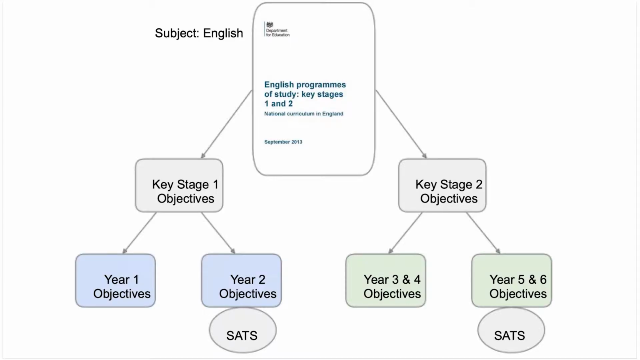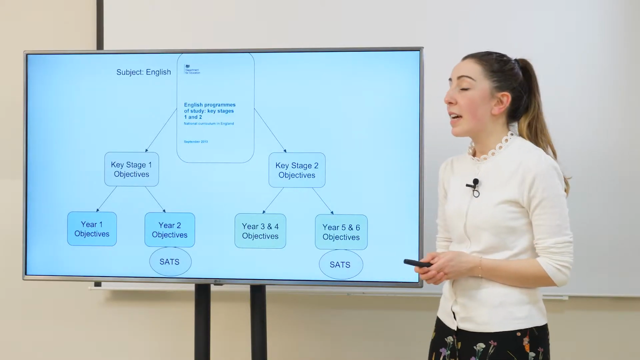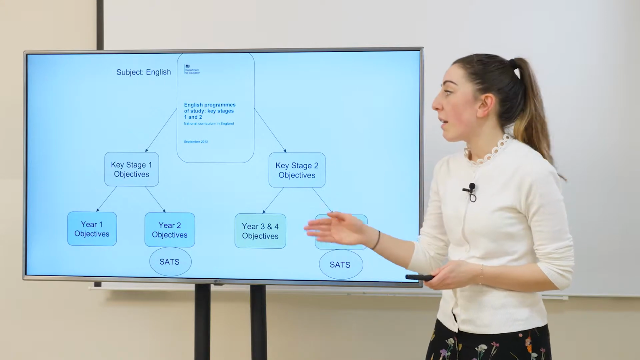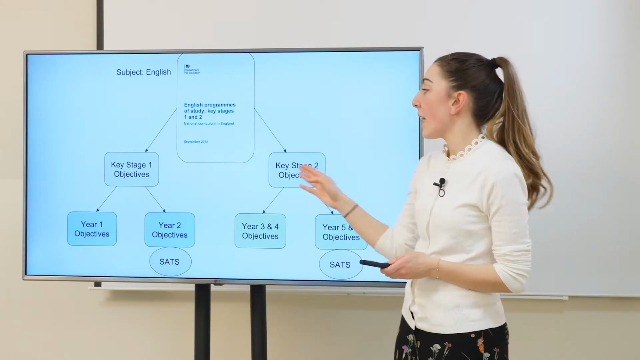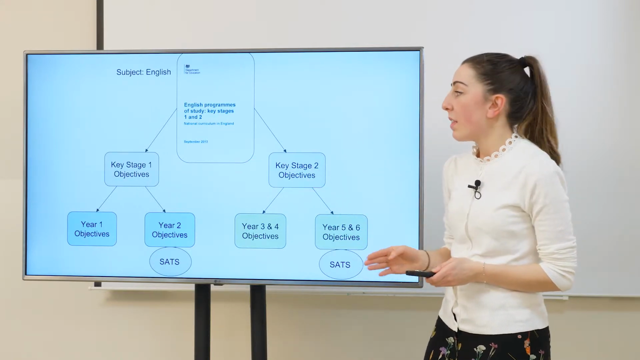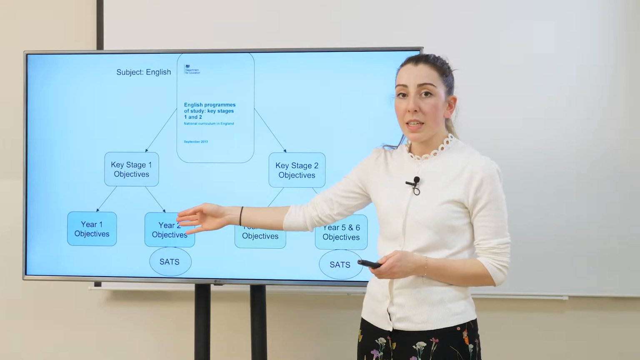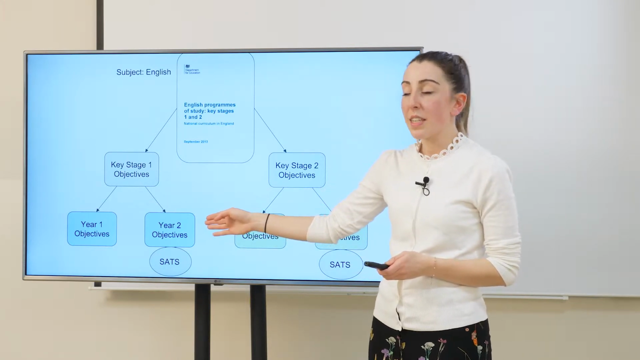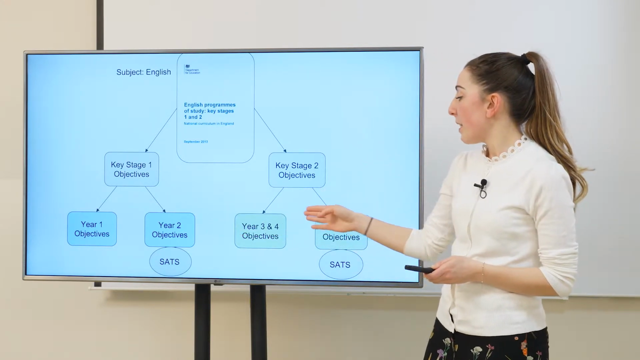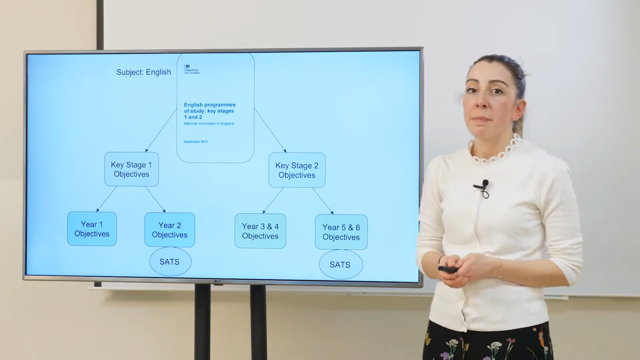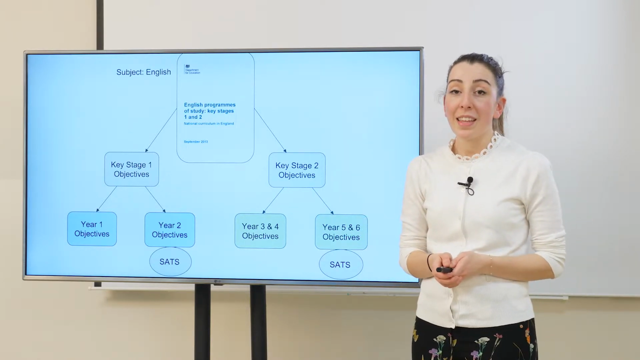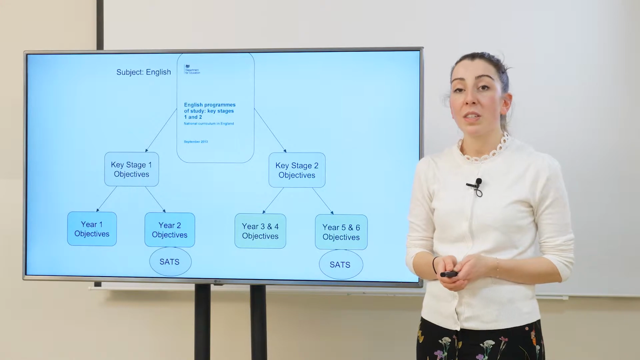So, again, focusing on English, this is how the document is organised. The national curriculum is a set of objectives that are broken down into Key Stage 1 and Key Stage 2. These are then broken down into Year 1 objectives, Year 2 objectives, and Year 3 and 4 objectives, and Year 5 and 6 objectives.